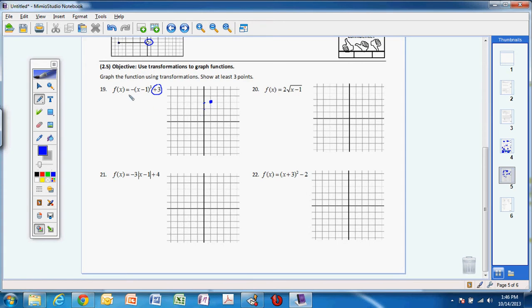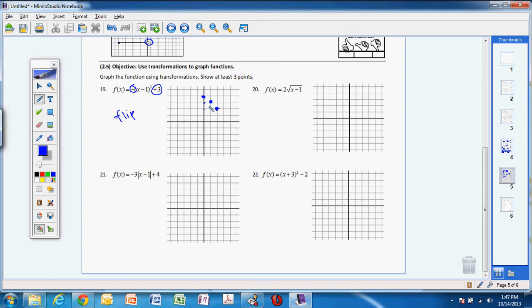But I have the negative out in front. So that tells me I have a flip going on in here. So again, instead of going up 1 and over 1, I'm going to go down 1 and over 1 to find that first point. And I'm going to go up 1 and over 1 to find my other point.